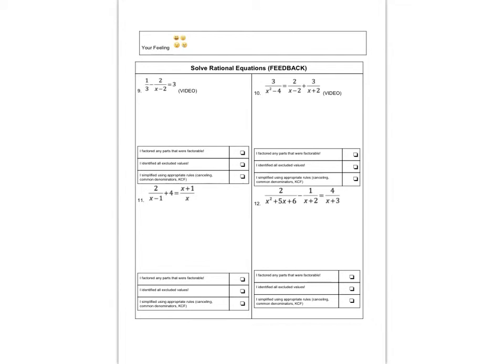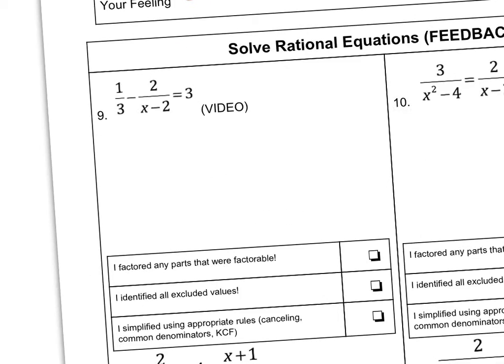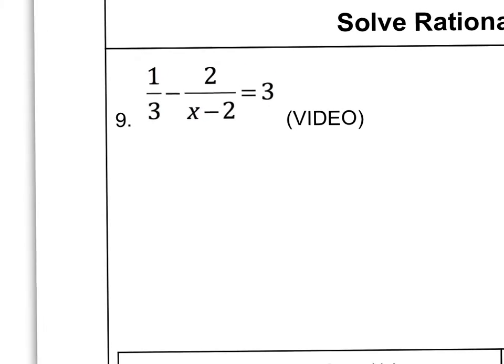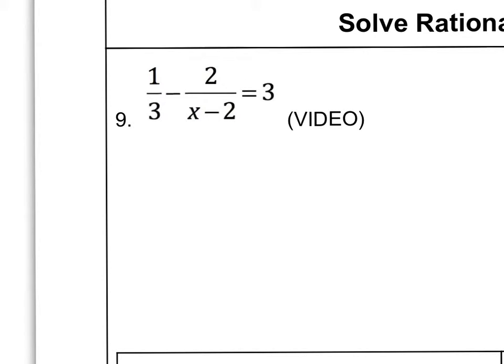Next up, we've got to solve some rational equations, and we're going to start off with number 9. The very first thing I'm going to do, because I'm confused having a 3 over here, is I'm going to make that into 3 over 1. So now we are indeed all fractionified.